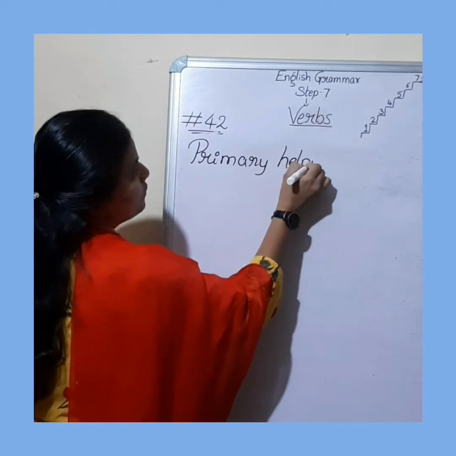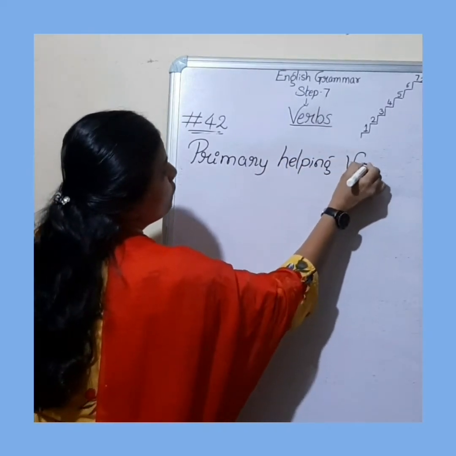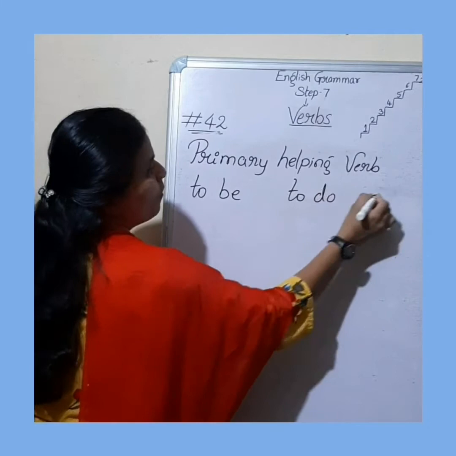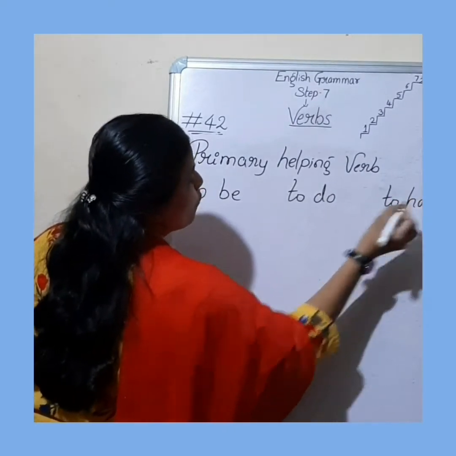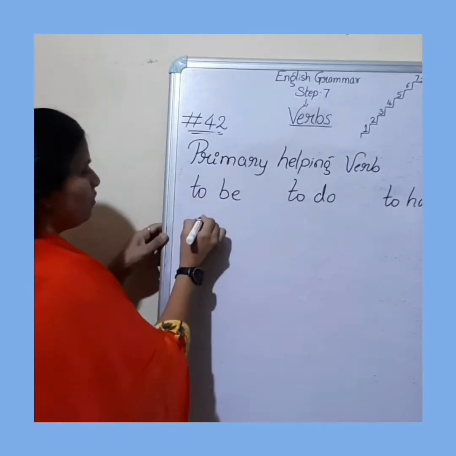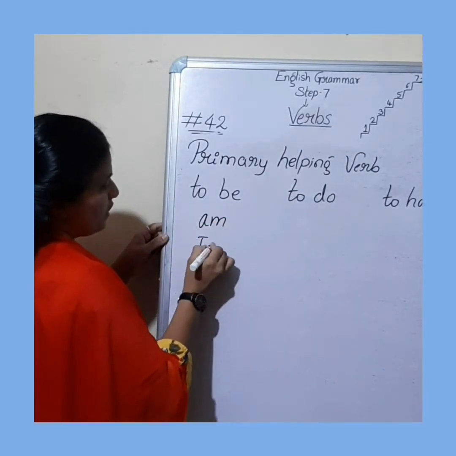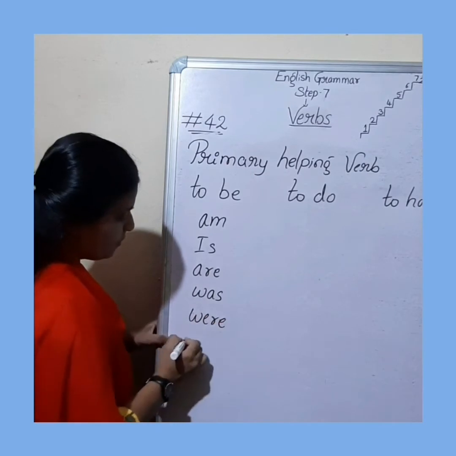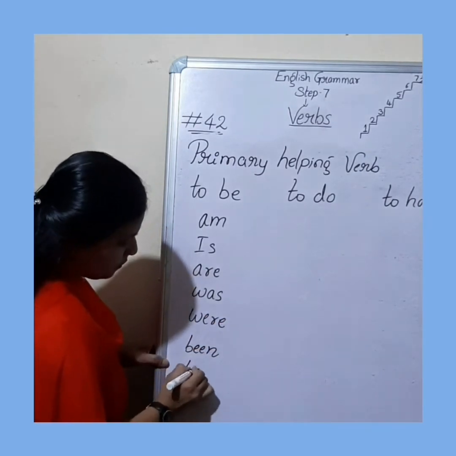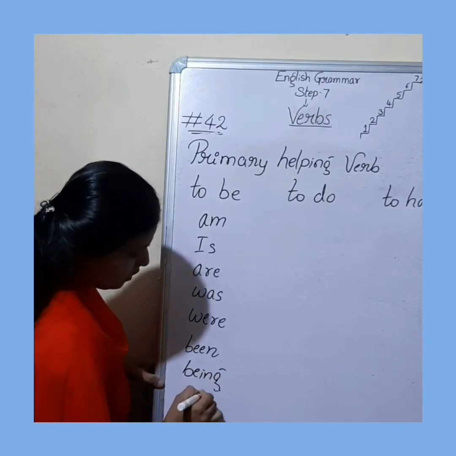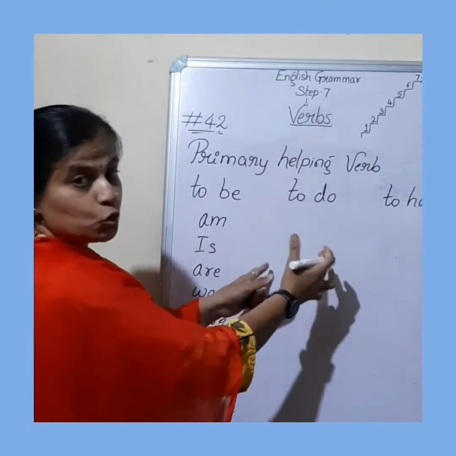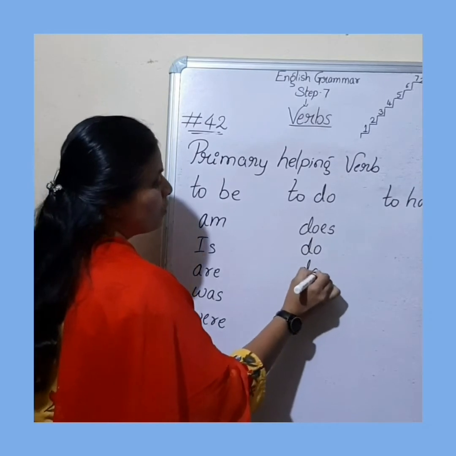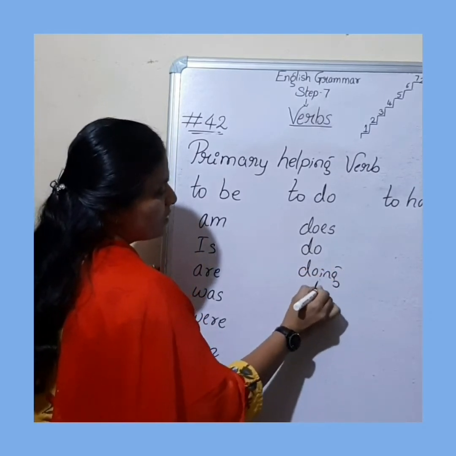primary helping verb. To be form, to do form, to have form. Okay, in this to be form we get am, is, are, was, were, been, being, will be. And in this to do form we get does, do, doing, as well as did.